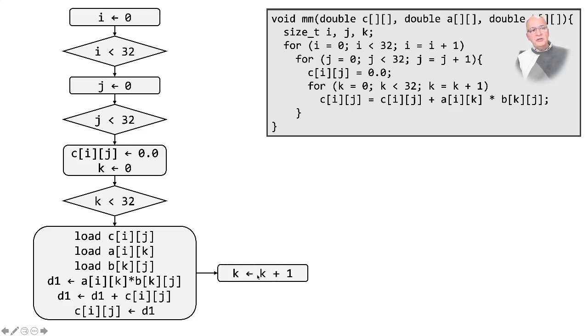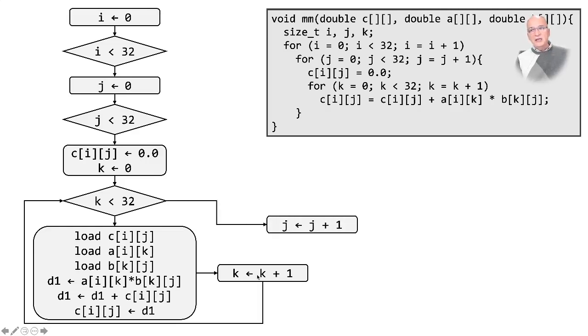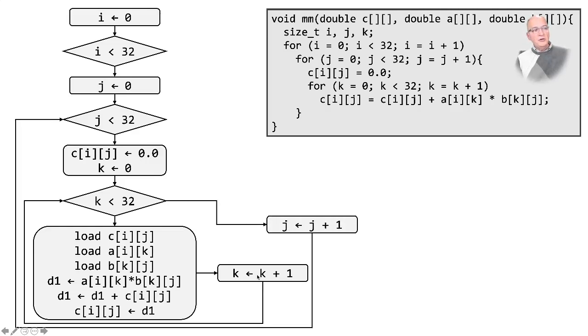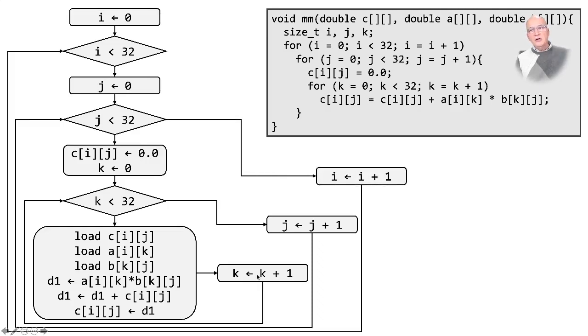And then I will increment k, and I'll go back and test the value of k, and then I will increment j, and I'll go back and test the value of j, and then I will increment i, and I'll go back and test the value of i. And when the value of i reaches 32, I will return.